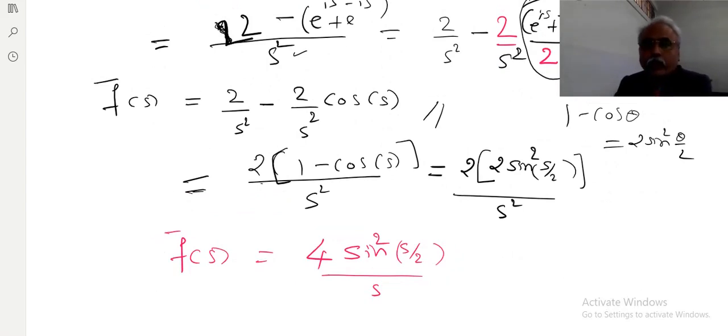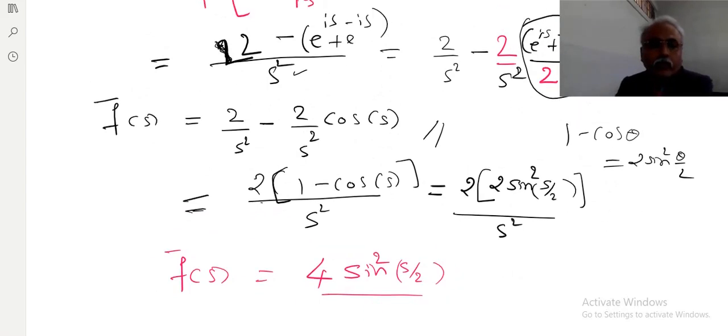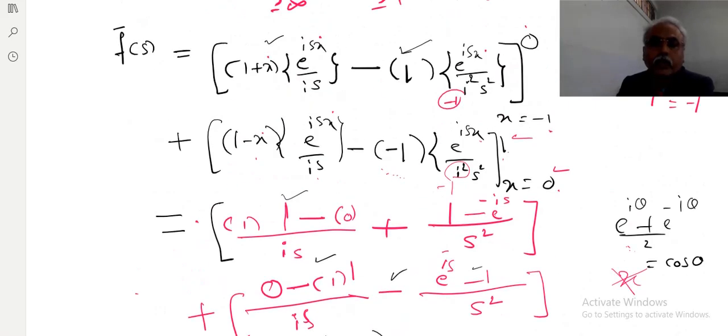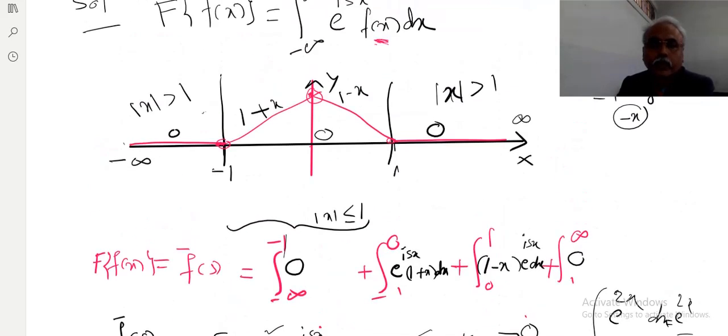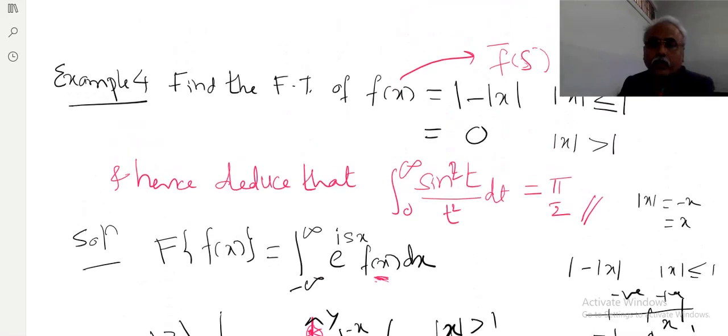Okay, in this deduction part, so this was s square. In this deduction part, carefully see what you are asked. Yes, see what you are asked. Here it is: what is the value of sine square t by t square?